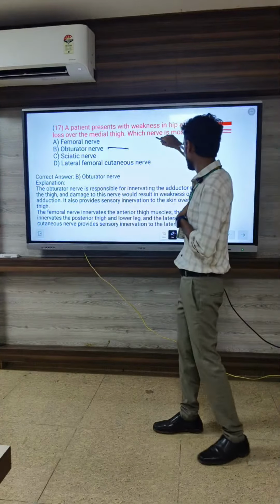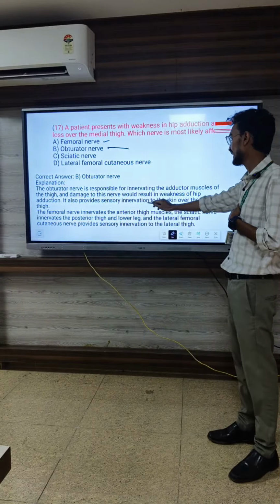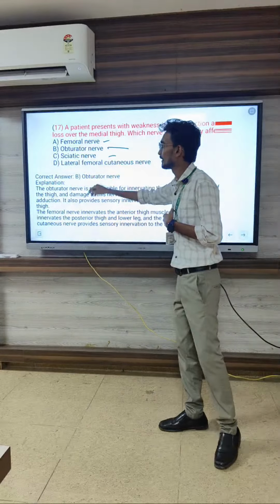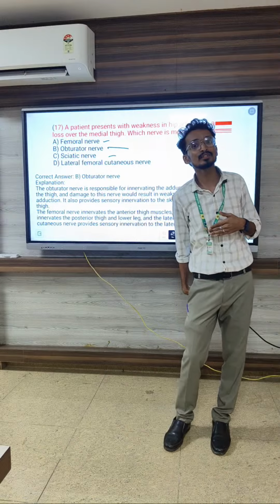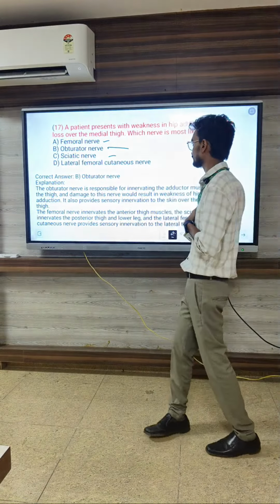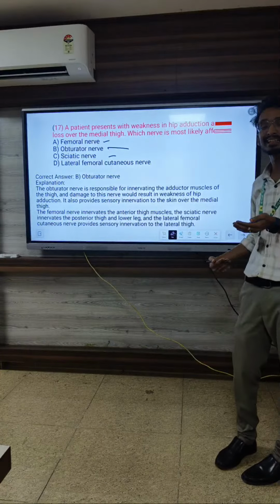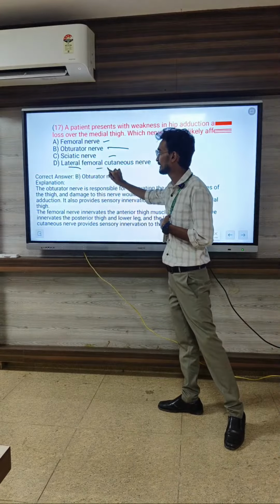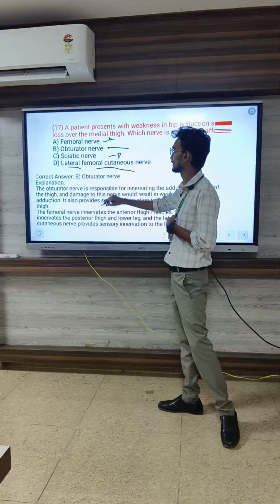Normally, the femoral nerve innervates the anterior thigh, and the sciatic nerve innervates the posterior thigh. The anterior thigh is innervated by the femoral nerve. Posteriorly, it is innervated by the sciatic nerve. The lateral femoral cutaneous nerve innervates the lateral thigh. As the name indicates, lateral, so it innervates the lateral thigh. This is anterior. This is posterior.